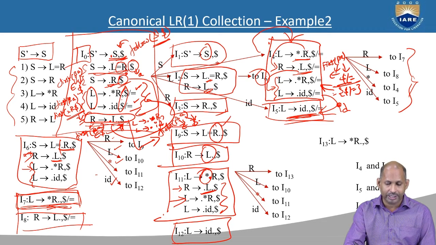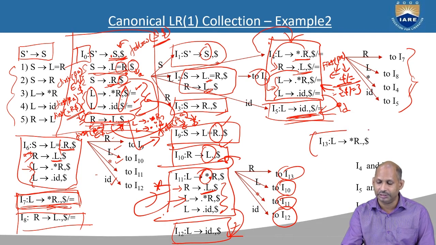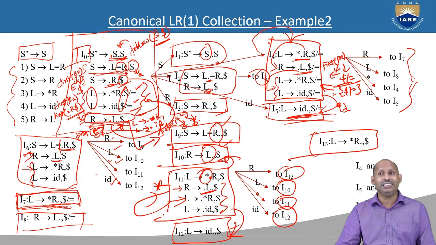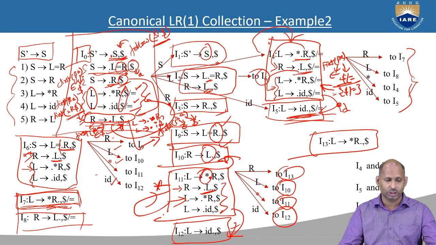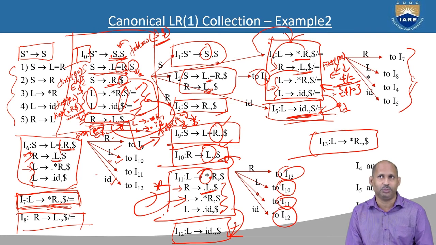Then dot at the end, dot at the end, dot at the end. For this only there will be I13, I10, I11, I12. So on L it will go here. On ID it will go here. On multiplication it will be the same. On R it is going here. This is I13. The construction of the closure groups in canonical LR is completed.